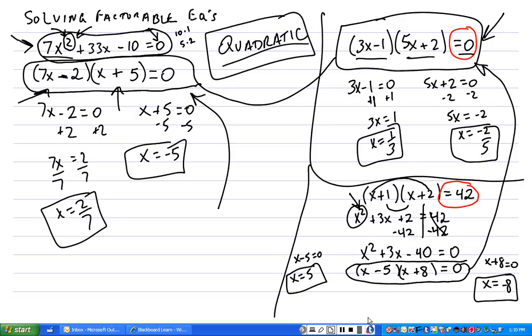I'll go ahead and erase all of this stuff and just write a clean slate. So for the last problem, we want to say n times 2n plus 4 equals 96.